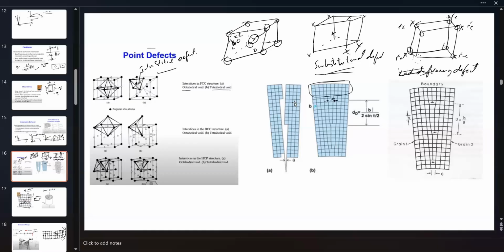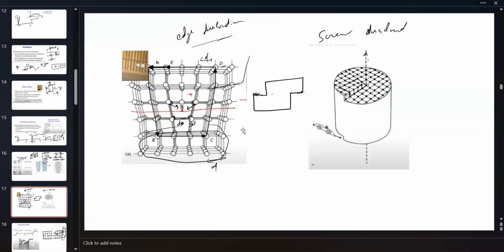where you can see this plane is not running throughout the sample. This is a line defect. You can have edge defects where, again, this is similar to the line defect, 3D. This one row of atoms is incomplete, so there are no atoms corresponding here.